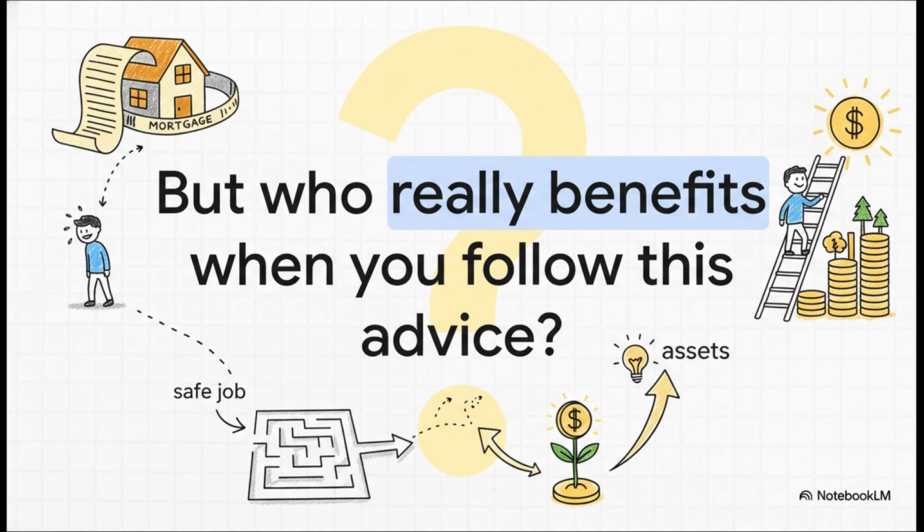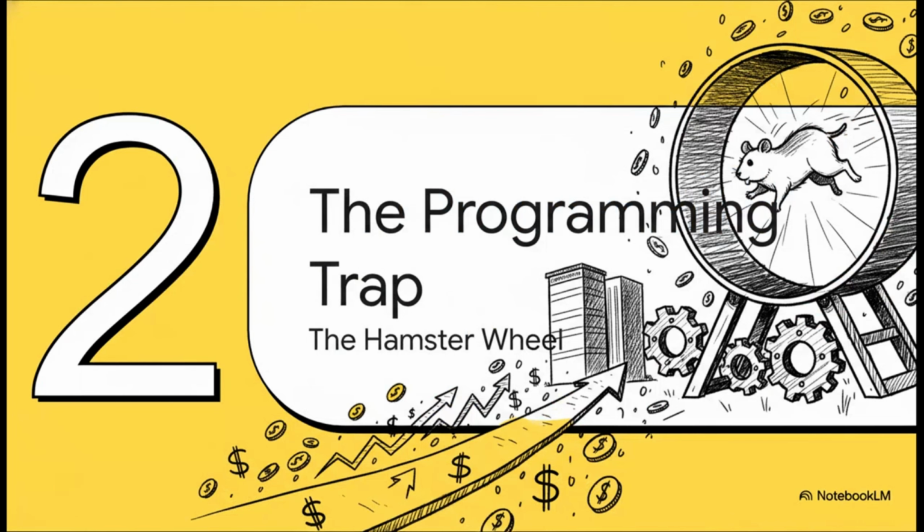When you get that safe, secure job and you take out that huge mortgage for your so-called dream home, are you really the main person benefiting from all of your hard work? The source material we're looking at says, hey, maybe we need to look a little closer at who's really winning here. This is what the source calls the programming trap.